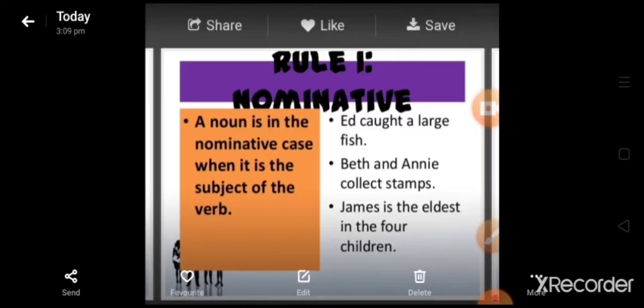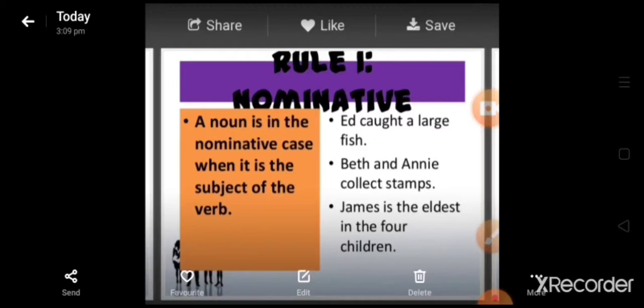For example, Rita played basketball. Here you can see Rita is nominative, or you can say a proper noun. Sonia bought a gold ring. The dog killed the mouse. The mobile was lost by Prakash. So Rita, the dog, Sonia and the mobile are subjects of the verbs played, killed, bought and was lost respectively. They are therefore said to be in the nominative case.